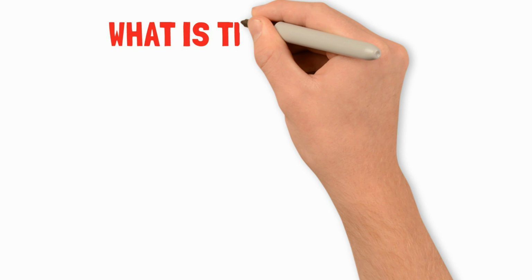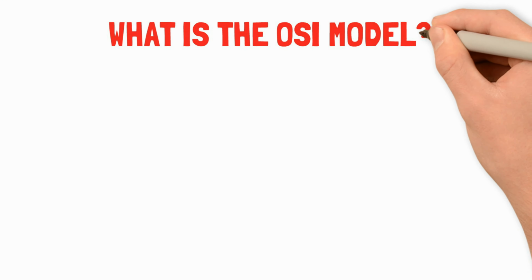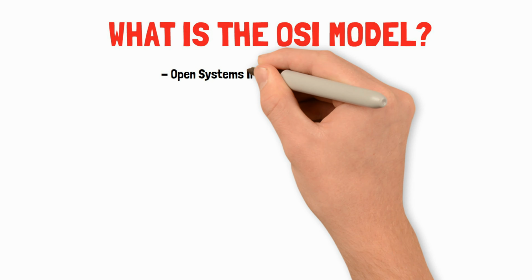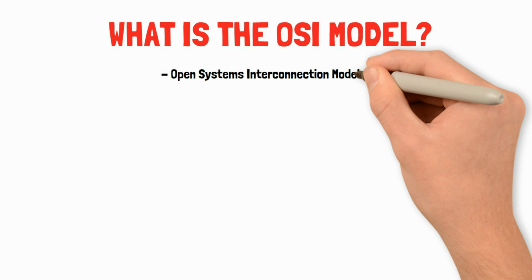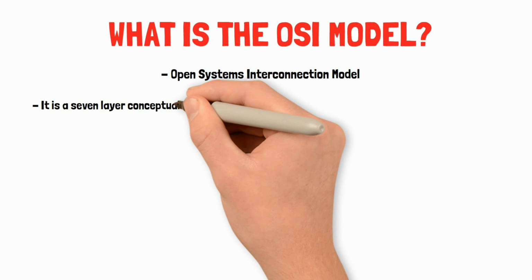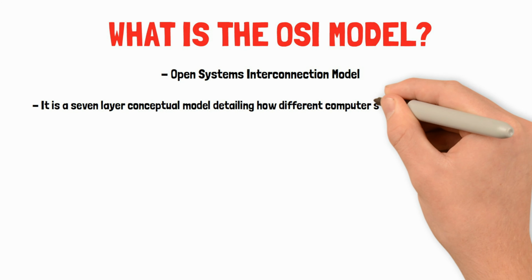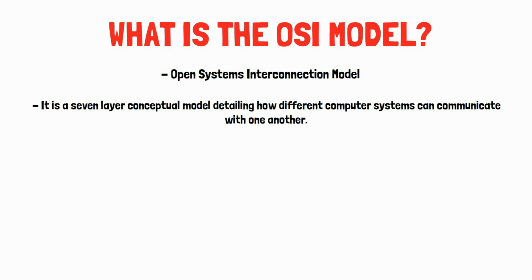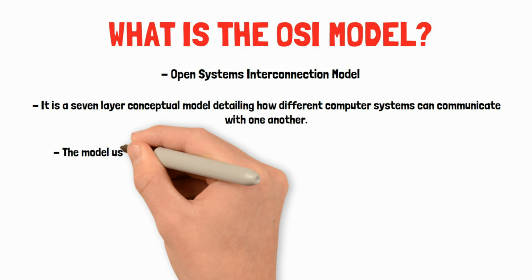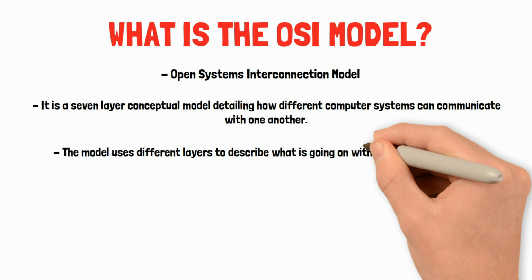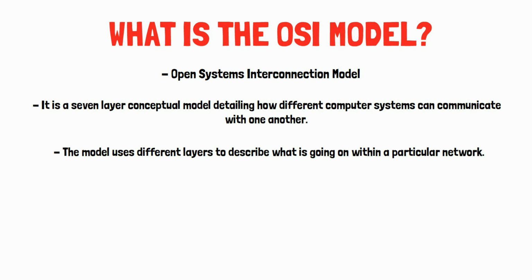So what is the OSI model? Well, OSI stands for Open Systems Interconnection, and it is a 7-layer conceptual model detailing how different computer systems can communicate with one another. The model uses these 7 different layers to describe what's going on within a particular network.